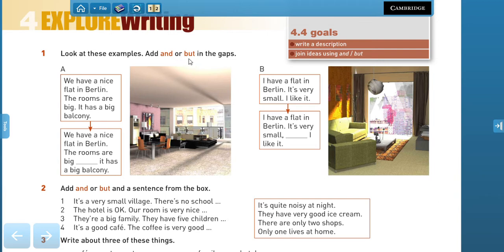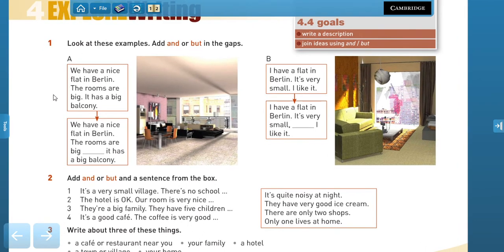So, for example, if you have two positive ideas, we use and to join them, right? But if we have one positive idea and one negative idea, showing some contrast, we're going to use but instead. So let's see example A. It says, we have a nice flat in Berlin. The rooms are big. It has a big balcony.